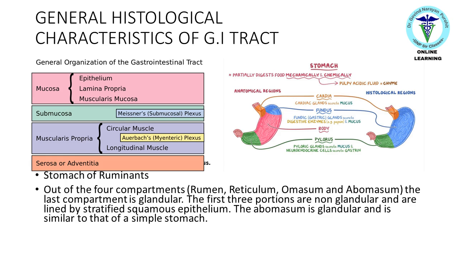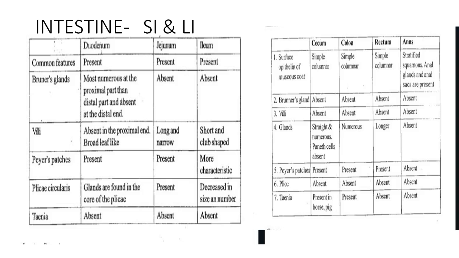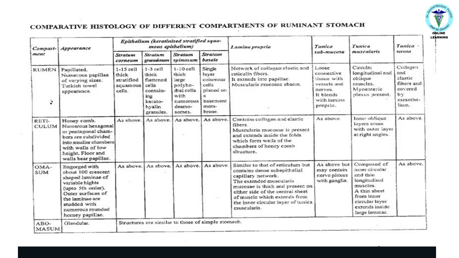The picture explains the layers of the gastrointestinal tract. In ruminants and dogs, the striated muscles are present throughout, whereas in horse and pigs they are present up to the cranial 2/3 only and the caudal 1/3 has smooth muscles. The common features of the gastrointestinal tract are explained in this table. This table features the comparative histology of different compartments of the ruminant stomach.